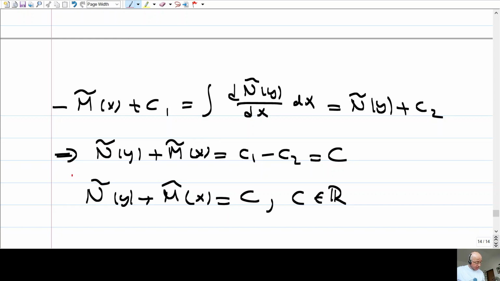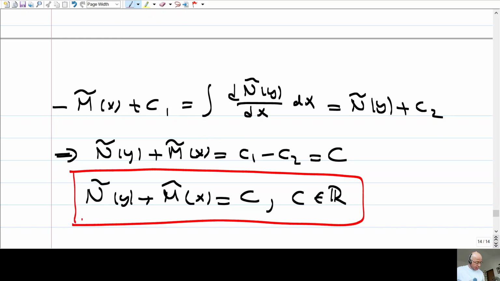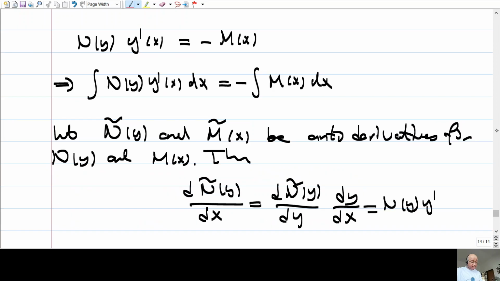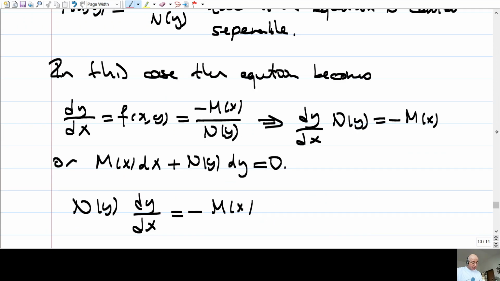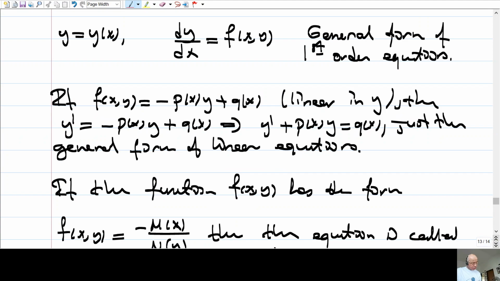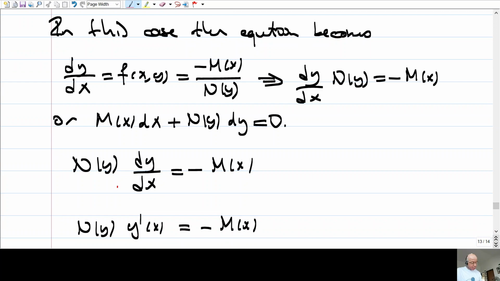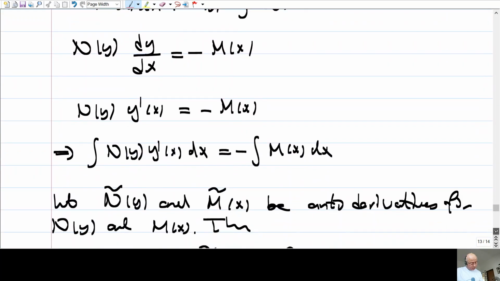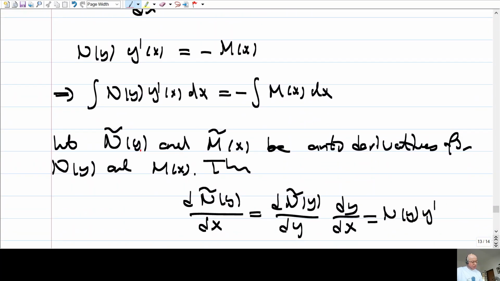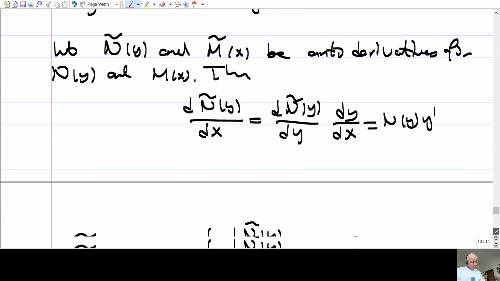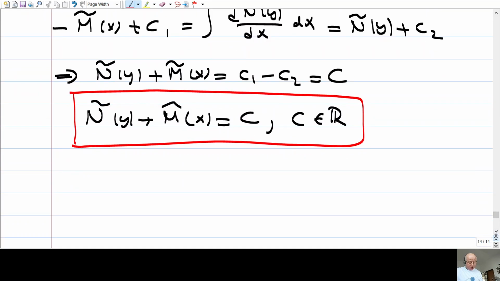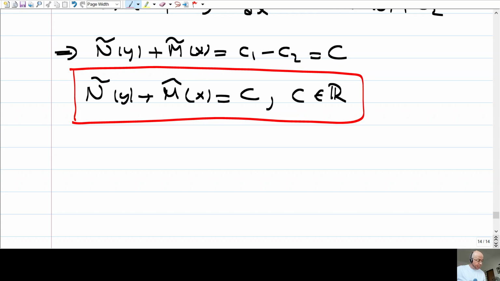So what we see is that the solution is nothing but this expression where n tilde and m tilde are just antiderivatives for m and n, right? Okay. If I pick antiderivatives for m and n, then the solution of the equation would be just this. Now let's see some examples.